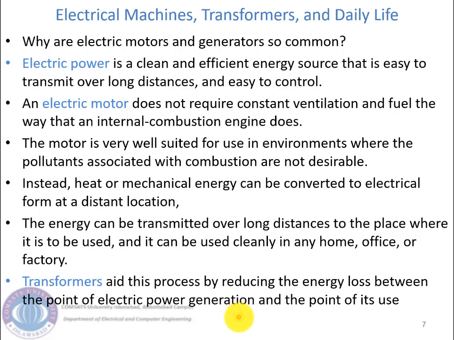So make sure that this cleanliness means that there are no pollutants produced. Transformers are the devices or machines that aid this process by reducing the energy loss between the point of electric power generation and the point of its use. We see a lot of transformers sometimes just beside our house. We can see a transformer that is used to transform the high voltage to the low voltage. They are normally called step down transformers.